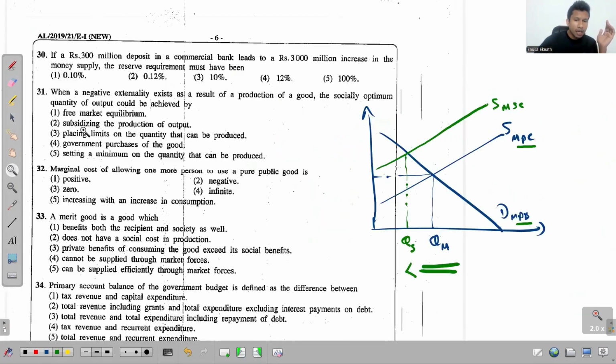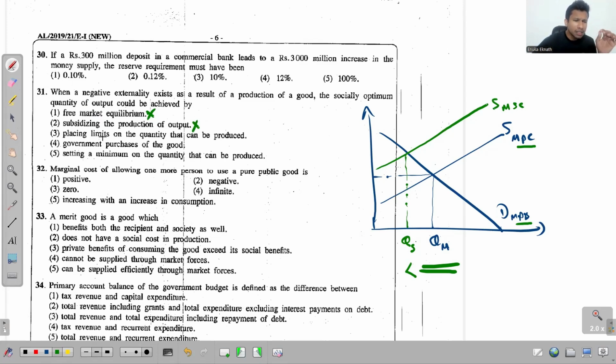Okay, now think about this. The first option says free market equilibrium. See, now just by allowing the market forces to decide the quantity, you can't achieve socially optimum quantity. So that's totally ignorable then. So this is not the answer there. The second one, subsidizing the production of output. Again, then government needs to try to reduce the production, but they just provide a subsidy to the producers. Then what will happen to the production? The production will increase further. This will worsen the given problem. So this is also not the answer then.